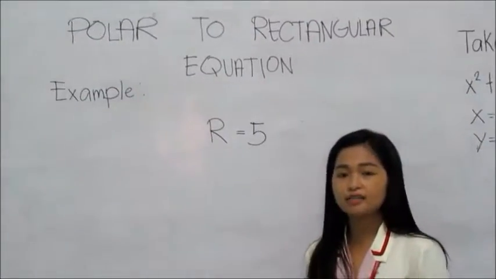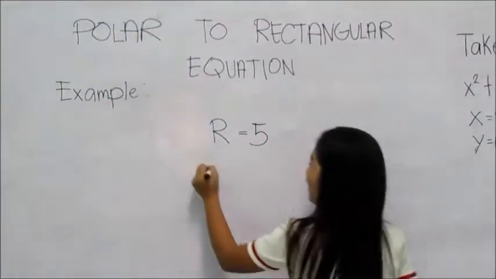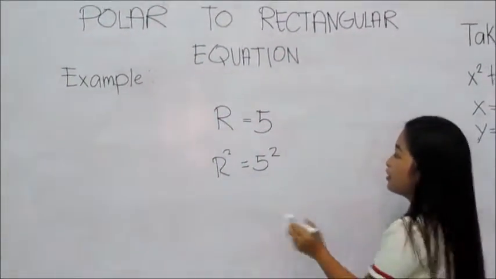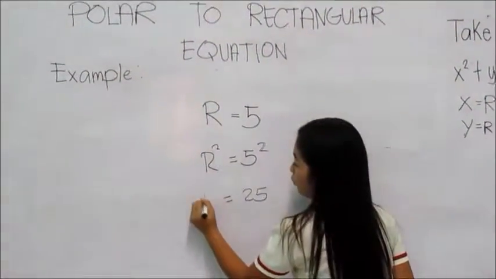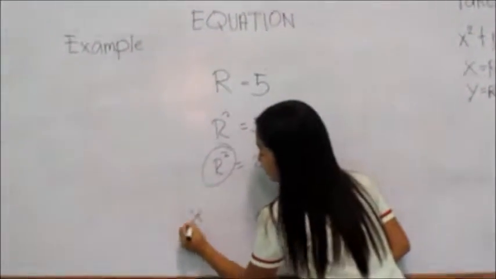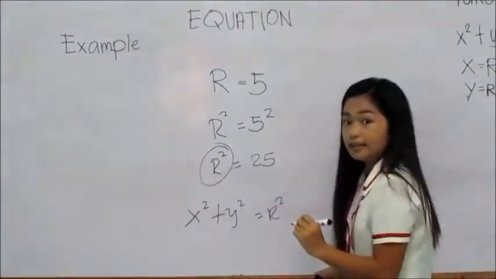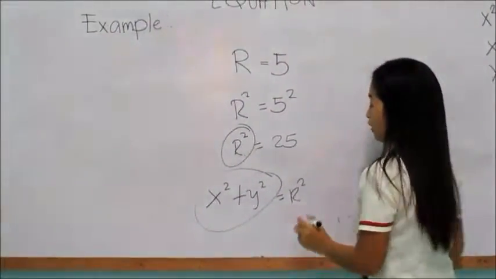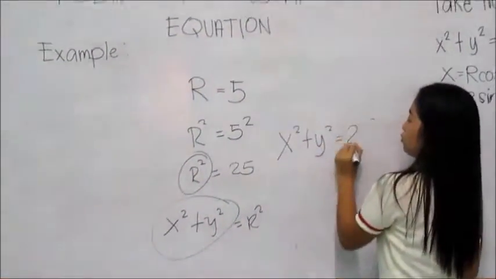Okay, for the second example, r is equal to 5. So we need to square both sides. r squared is equal to 5 squared, which is 25. Then we substitute for r squared: x squared plus y squared is equal to r squared, right? So we substitute x squared plus y squared for r squared. So the answer is x squared plus y squared is equal to 25.